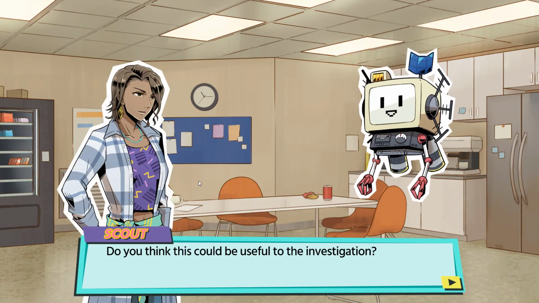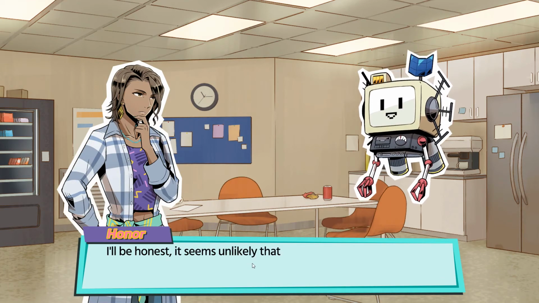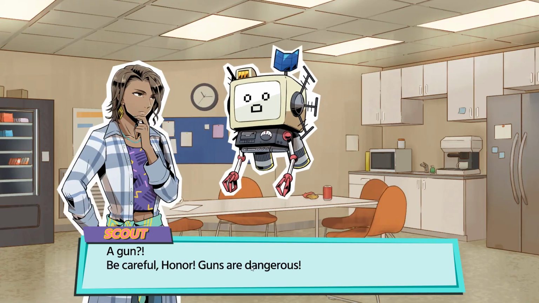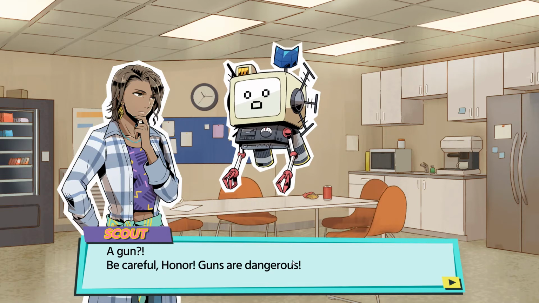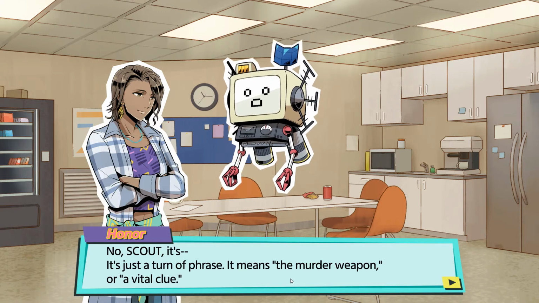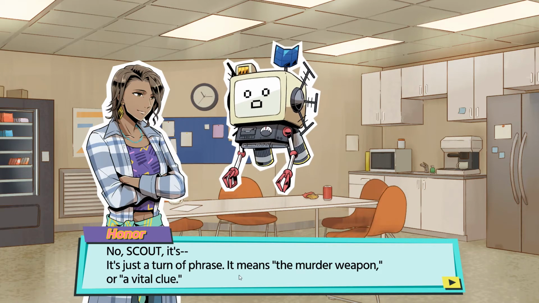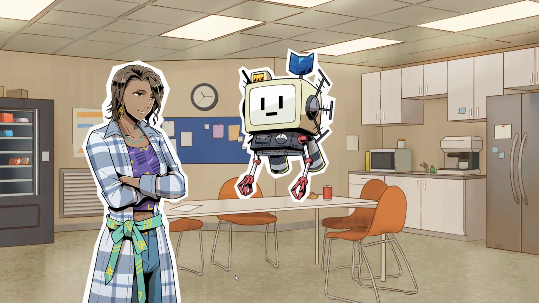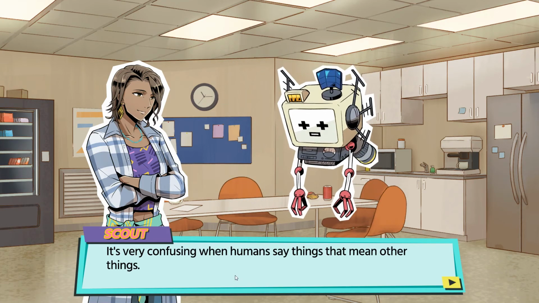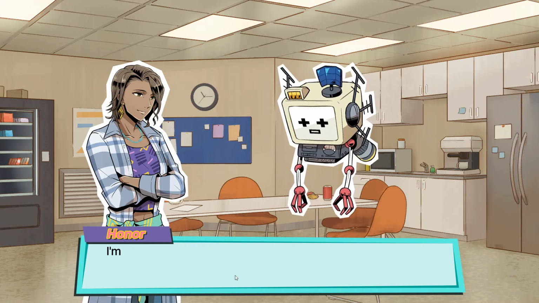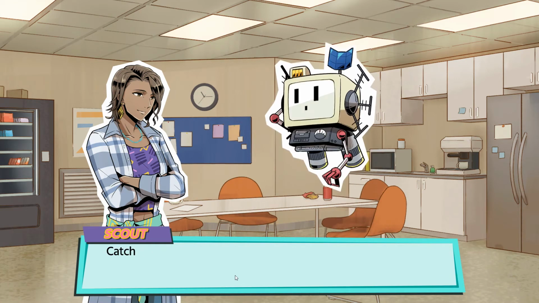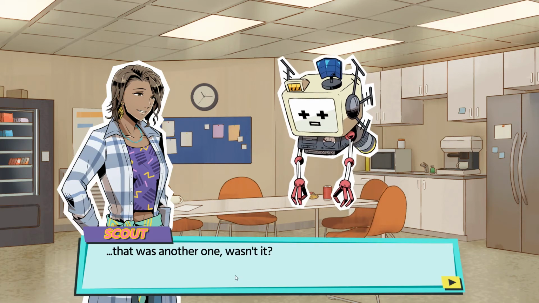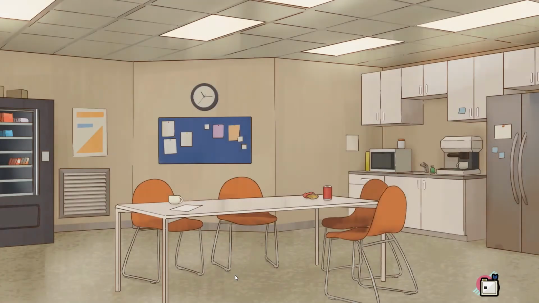Do you think this could be useful to the investigation? I'll be honest, it seems unlikely that an apple is the smoking gun. A gun? Be careful, Honor. Guns are dangerous. No, Scout, it's just a turn of phrase. It means the murder weapon or a vital clue. Oh. It's very confusing when humans say things that mean other things. I'm sure you'll catch on. Catch on to what? That was another one, wasn't it? Mm-hmm, it was.